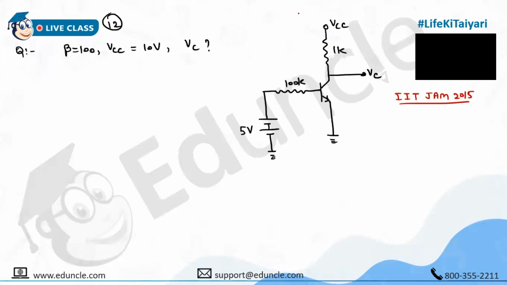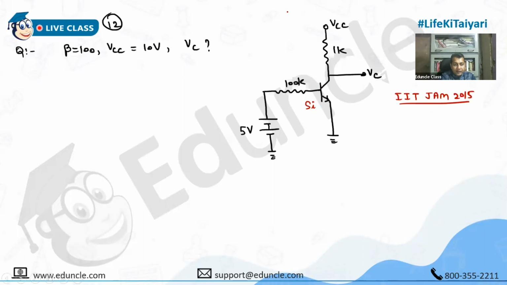So VBE is 0.7 volt, silicon. It's not given actually, but you can take it to be that. Okay, it's not given otherwise. But sir, even without it, it will work, na? From IB we get IC. No, but in order to find IB, you need that, na? Yes, sir. So try this one.